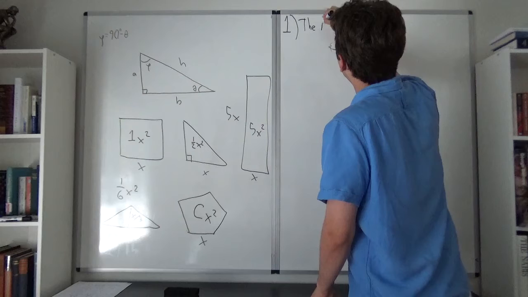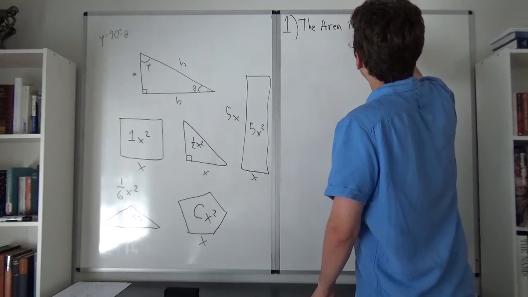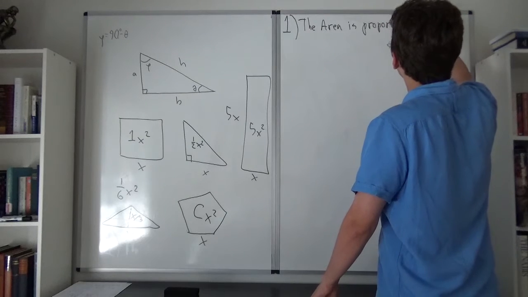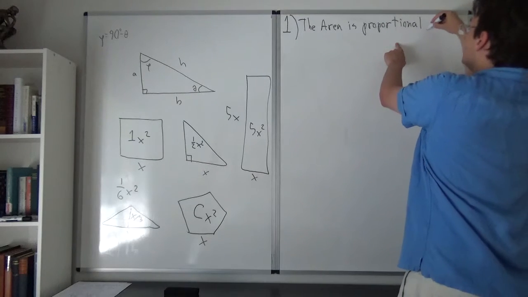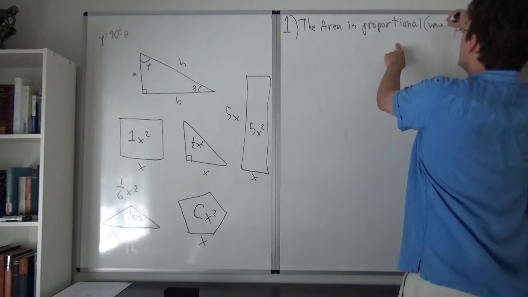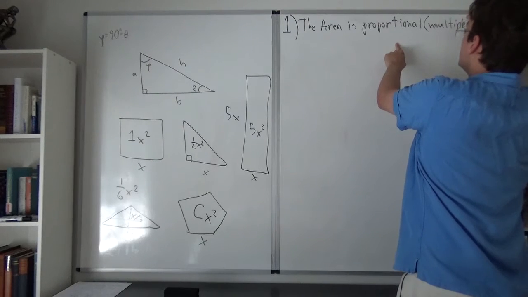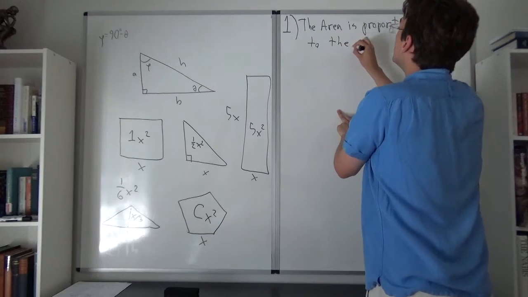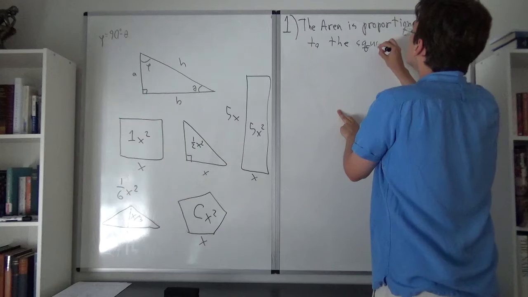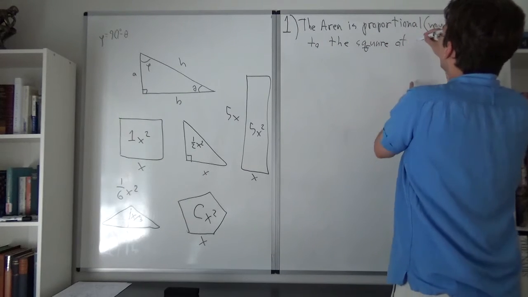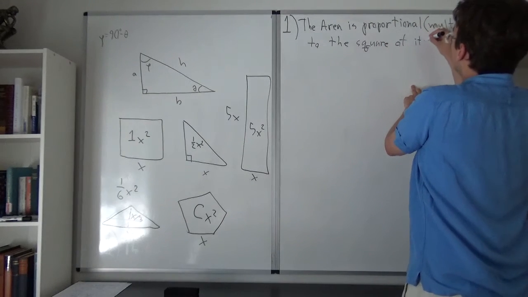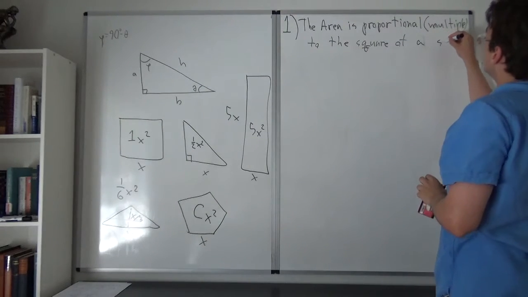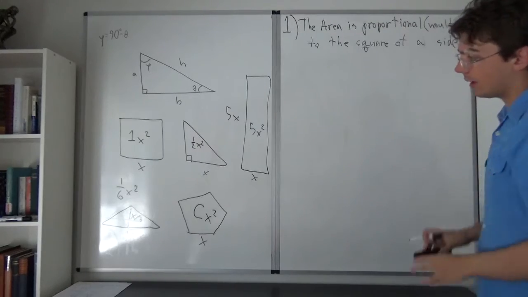The area is proportional. Another way to think of proportional is it's a multiple to the square of a side. A side. Okay? And we see that here.